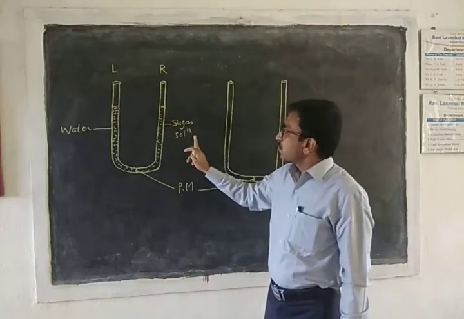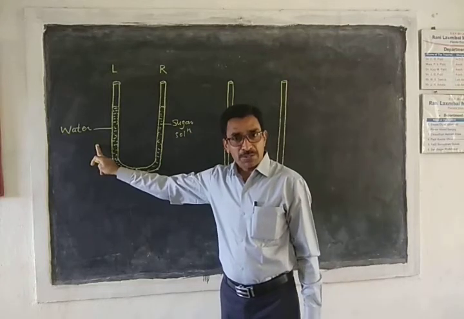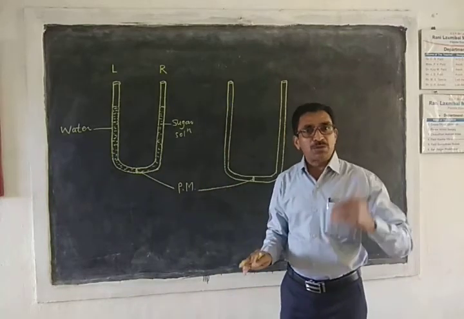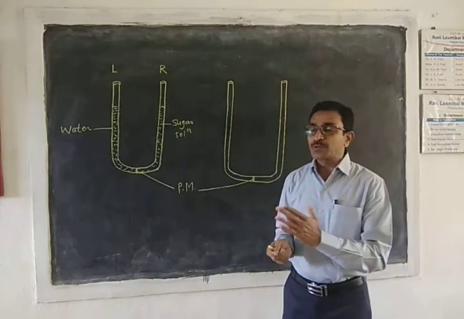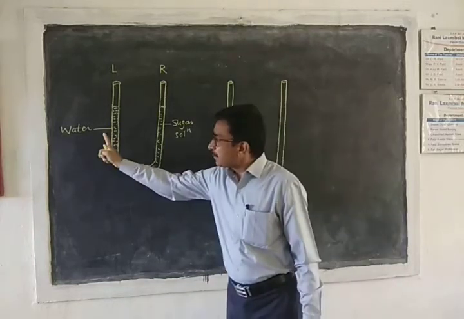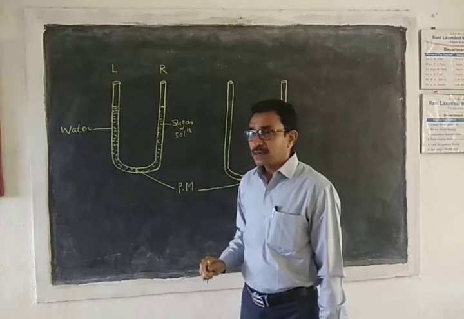Now see, sugar solution is a strong solution. Water is a weak solution. We know very well that osmosis takes place from weak solution to the strong solution. Osmosis कुठून कुठे होतं? weak solution कडून strong solution कडे होतं. मग आता water weak solution आहे, sugar solution is a strong solution. मग आता काय होईल?